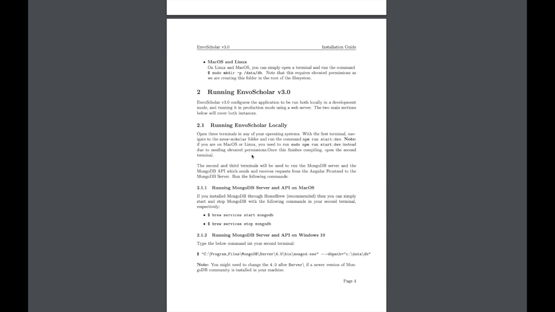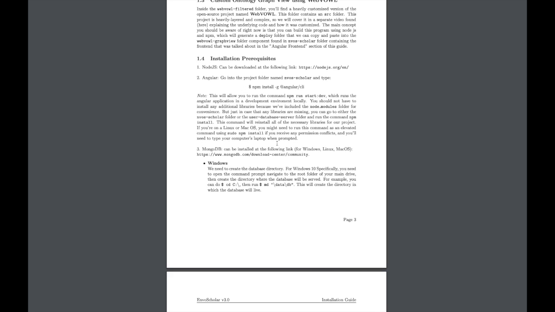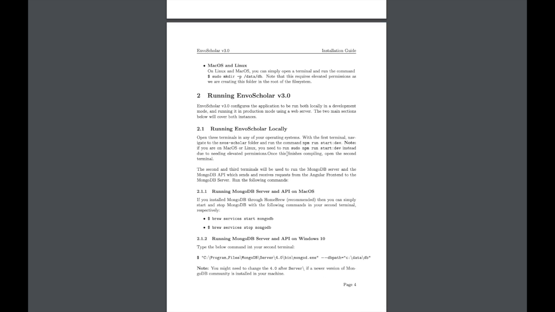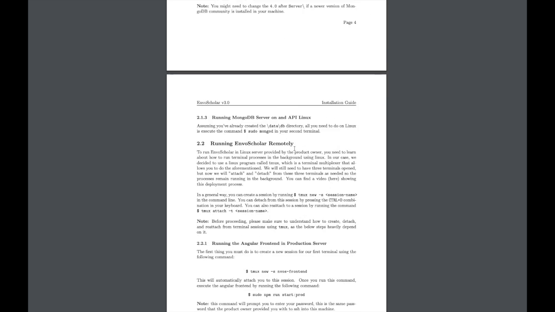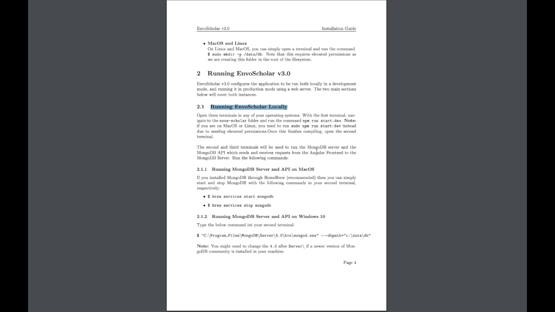We also included installation prerequisites on how to install Node.js and Angular and MongoDB, and how to run EnvoScholar. So the main thing about EnvoScholar is that it has two modes to run now. It has a mode to run EnvoScholar locally and a mode to run it remotely. The difference is that the local method is for your development machine, and the remote method is for running it in a custom VM that the product owner provided. So as you can see here, you have different methods to run the MongoDB server.